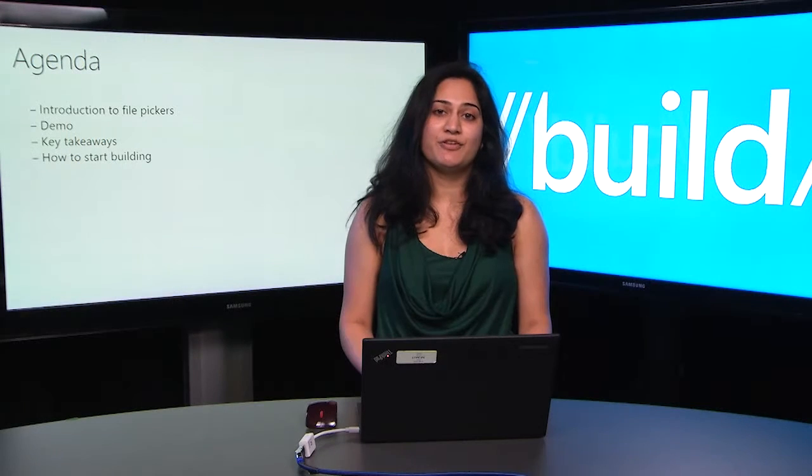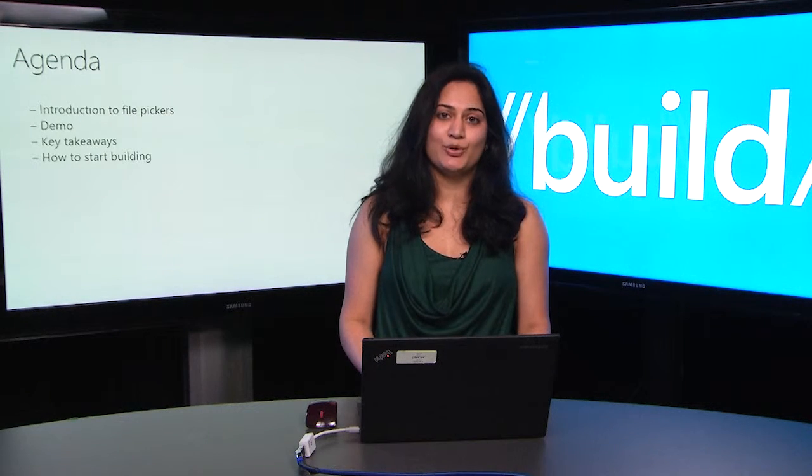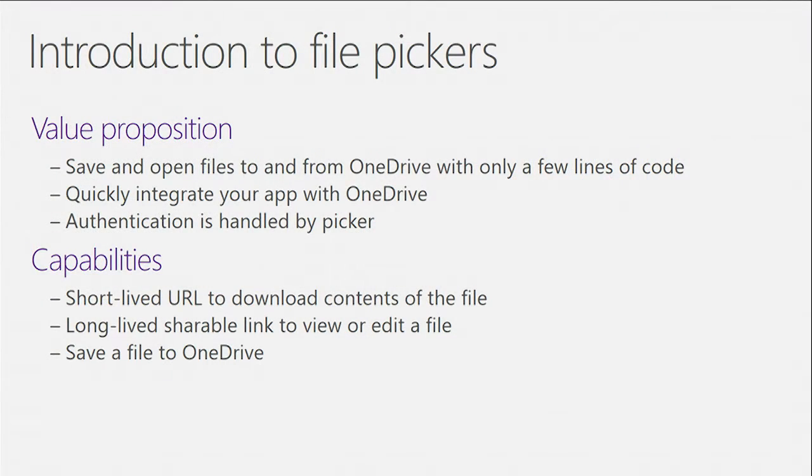In this video, I will give you an overview of the new File Picker SDK available for OneDrive and OneDrive for Business. I will follow it up with a demo and point you to some additional resources. You can use file pickers to let your app open and save files in OneDrive with only a few lines of code. This lets you quickly integrate your app with OneDrive. The picker handles user authentication for you, and the latest version of the Picker SDK works with any OneDrive account, business or personal.